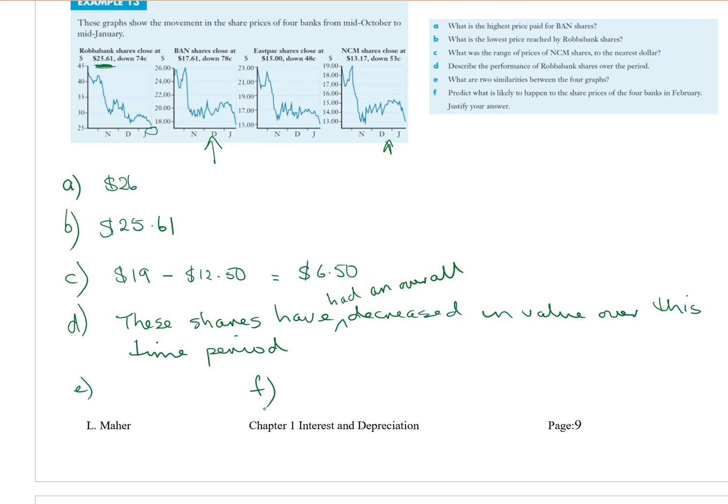And F, predict what is likely to happen to the share price of the four banks in February. Without more detail and knowing what happened last February, I think I would have to probably say that there seems to be a downward trend, and without, like I said, knowing anything further, I would say this downward trend in price is going to continue.